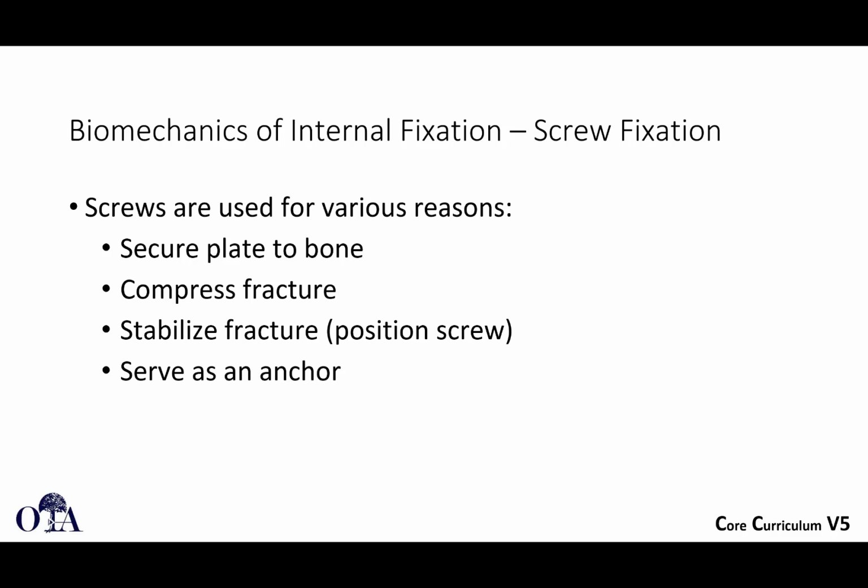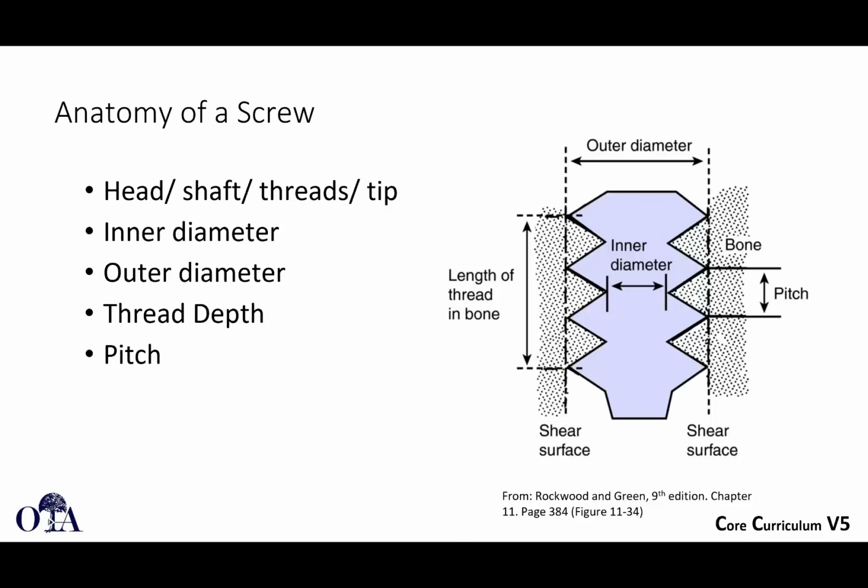What about screw fixation? Well, screws are used for various reasons. They can secure a plate to bone, they can compress a fracture, they can just stabilize without compression like a position screw. They can serve as an anchor for cables, wires, screw fixation, etc. Let's talk about the anatomy of a screw. Well, you have the screw head. That's not really shown here, but that's where the screwdriver will engage the screw, and this is where the screw will engage a plate or the cortex of the bone.